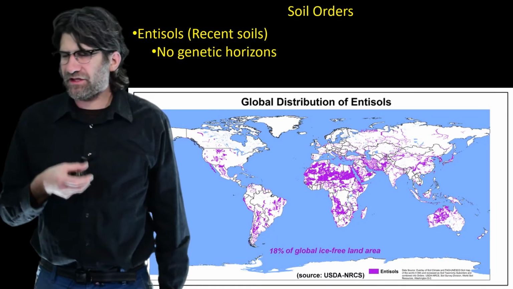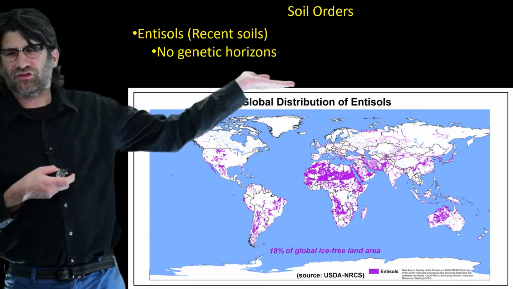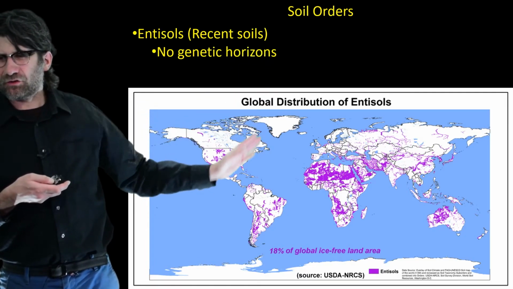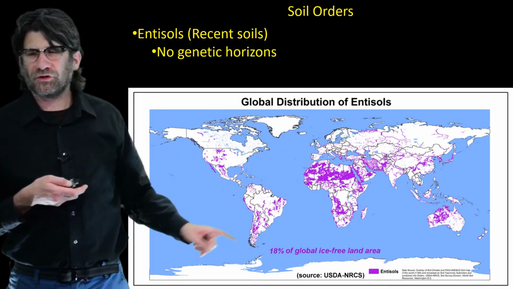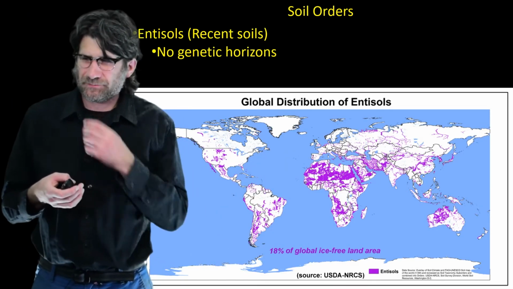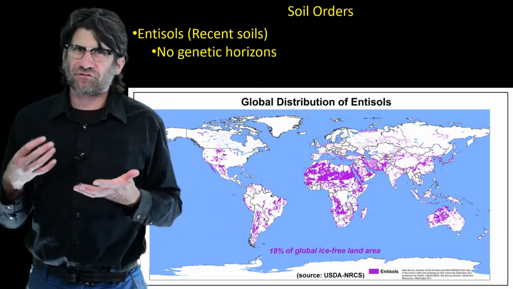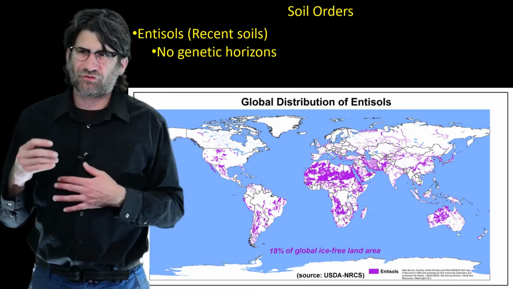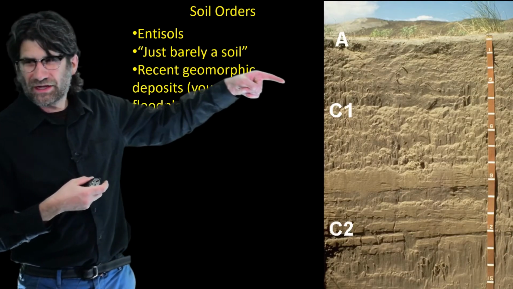And then finally, our last order is our most recent soils, what we call entisols. They really lack any genetic horizons anywhere. So you'll see these in places like the Sahara Desert, where you have relatively young soils without a lot of moisture for weathering to produce soil horizons or vegetation. So again, just barely a soil here.